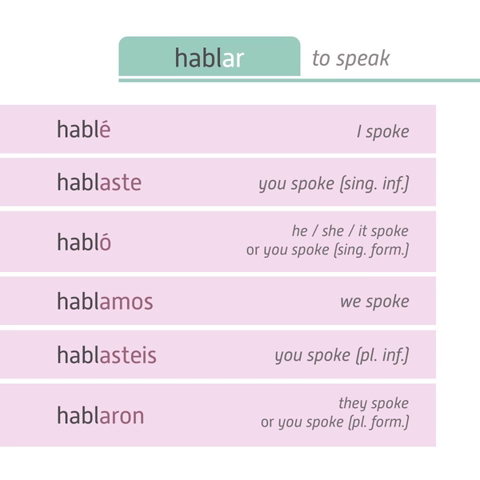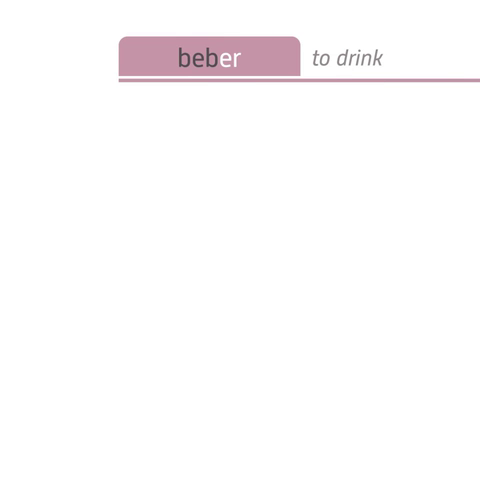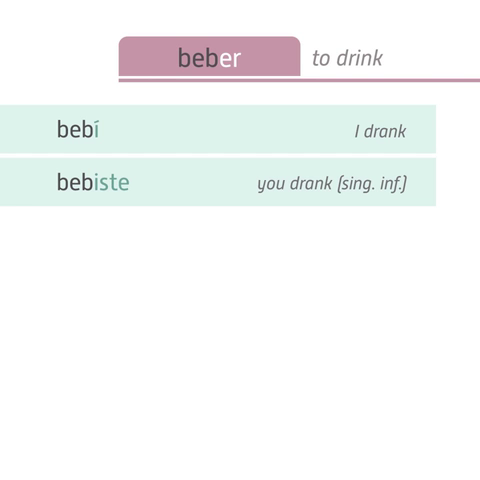As we've already mentioned, the -er and -ir infinitives use the same endings. So let's look at beber, meaning to drink, as our example. We have bebí, meaning I drank. Bebiste, meaning you drank when you is singular and informal.